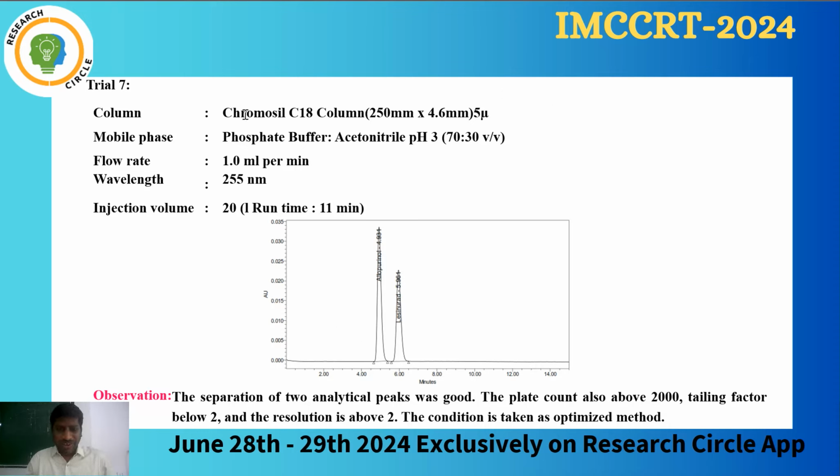So finally, with this Chromosil C18 column 250 mm, 4.6 mm, 5 micron, phosphate buffer and acetonitrile 70:30 ratio, flow rate 1 ml, wavelength 255, injection volume 20 microliter, the peak shape was good, and the plate count was above 2000, tailing factor below 2, resolution above 2 as per ICH guidelines. So we can take this method as the optimized method.